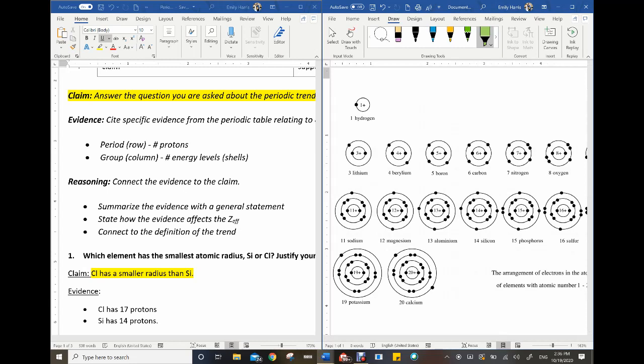So if you're in a period, the evidence is going to be related to protons. And I remember that by looking at the P's. P for period, P for protons. If you're in a group or a column, you're going to be looking at the number of energy levels or shells. G for group, and G for energy levels.